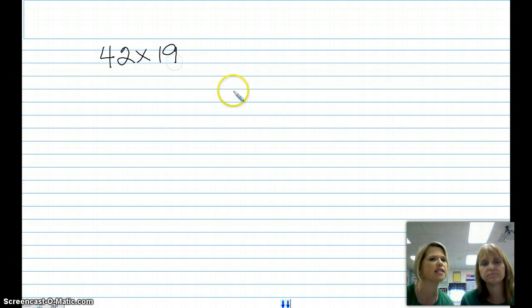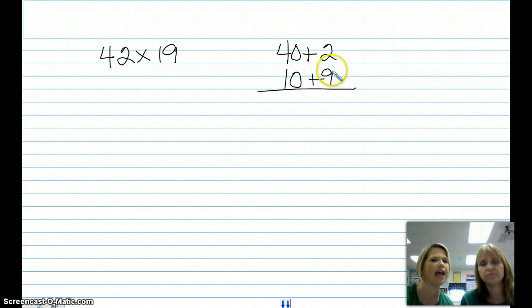42 times 19. So if we're doing partial products, we're going to break those numbers apart into expanded form. 40 plus 2, and then this is 10 plus 9. Okay, so if I remember correctly, we're going to take that 9 times 2 and 9 times 40. Right. All right, so let's see. That's 18. Let's erase that. Sorry, guys. There we go. 18. And then that 8 just does not want to cooperate with me today. Let's try that again. All right, and then 9 times 40.